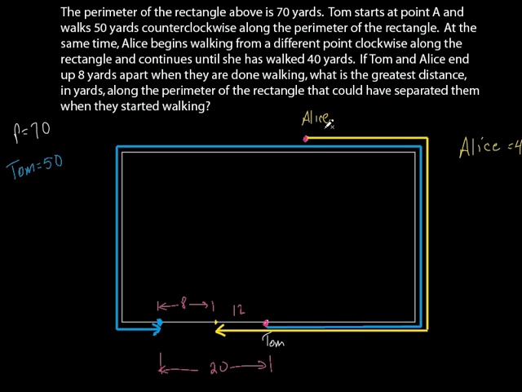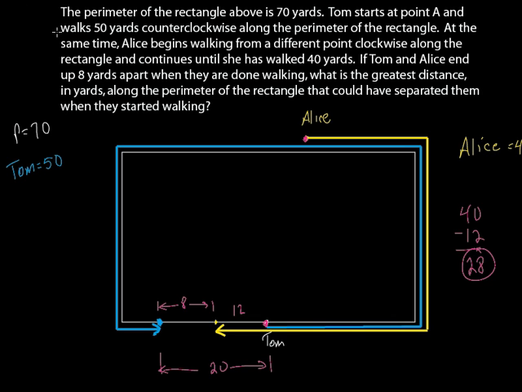If Alice's distance was 40, so that yellow all the way to her is 40. If we take away that 12, look what we have here. We've got this distance from here to here. That's the distance that separated them when they started walking. And so basically it's just 40 minus 12, which is 28. So 28 yards separated them from when they were walking.